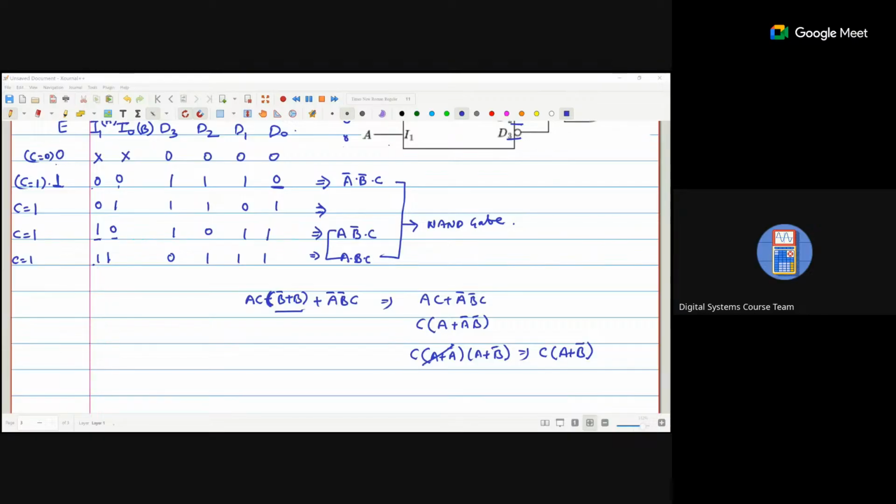If 2 raised to power n is the number of output lines in the available decoder and 2 raised to power capital N is the number of output lines in the desired decoder, then the number of available decoders required to construct the output stage is 2 raised to power capital N minus small n. Like for example, we have to design a 6 cross 64 and we have a 2 cross 4.